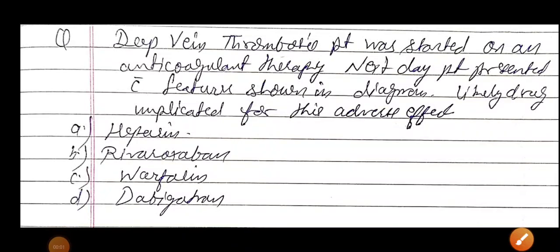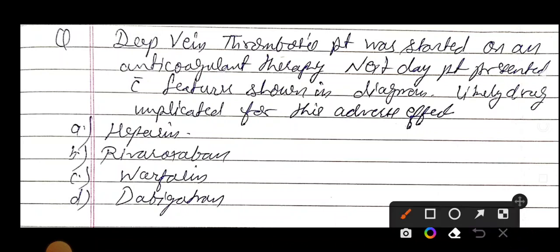Hello friends, today we are going to discuss NEET PG 2022 exam pharmacology MCQs.